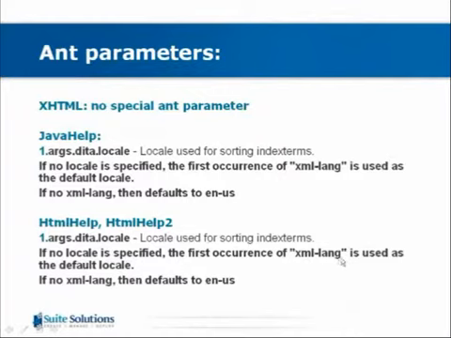Okay. These are the ANT parameters that are available for other languages. XHTML actually has no special ANT parameters. It doesn't really do any specialization. There's no index, so it doesn't need to sort. Java help and HTML help out of the box both have args.data.locale available to them. There's a plugin called HTMLHelp2 by Deborah Pickett, which is also used for context-sensitive help, and also uses args.data.locale, which is also for sorting index terms.